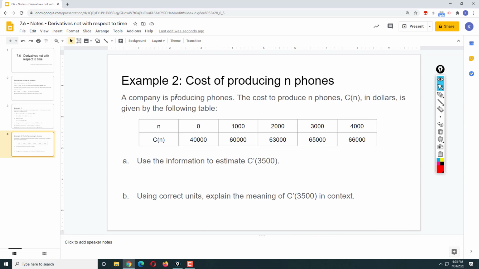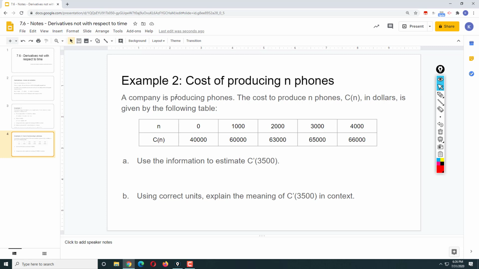A company is producing phones. The cost to produce n phones, C of n, in dollars, is given by the following table. When n is 0, C of n is 40,000. That makes sense because there are startup costs. Even if you don't produce any phones, you still need to buy the equipment and so forth. Producing 1,000 phones costs $60,000, 2,000 phones $63,000, 3,000 phones $65,000, 4,000 phones $66,000.